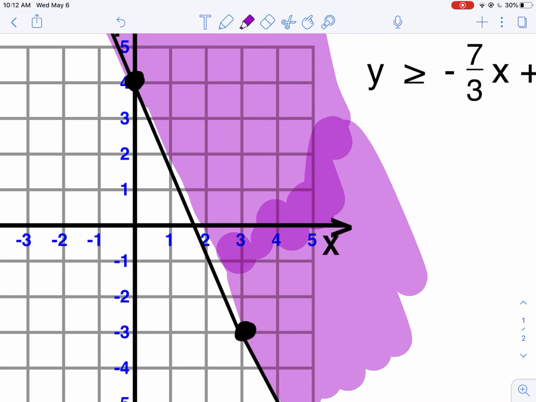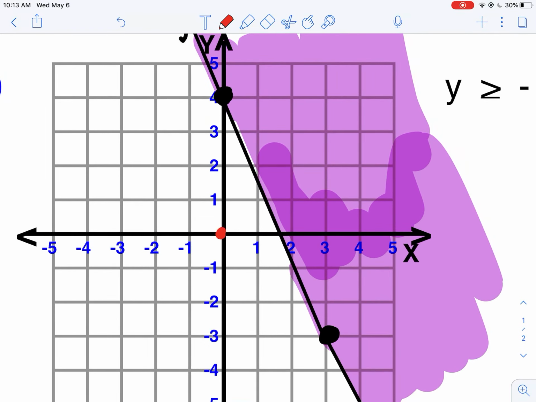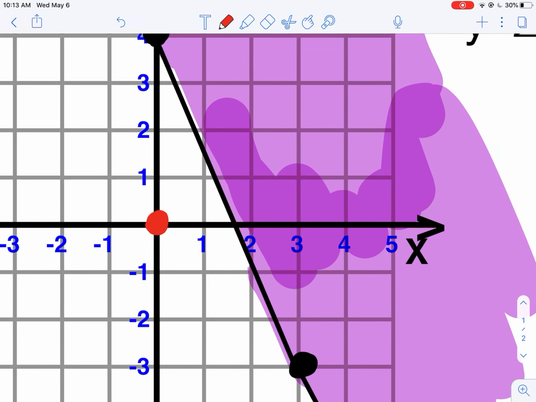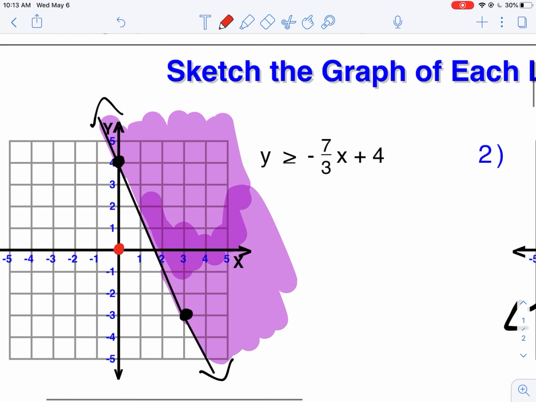Now, how can I be sure that this solution will actually work? Here's what you can do. You always try a test point. A test point that's always good to try is 0, 0, right here, your origin. Right now our origin is not shaded in, so this should not be a solution. So I'm going to go to my inequality and plug in my origin of 0, 0. Since 0 is my y, I'm going to plug in 0. Since 0 is my x, I'm going to plug in 0, too.